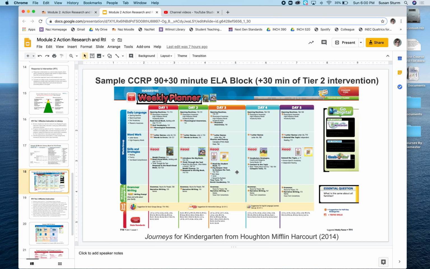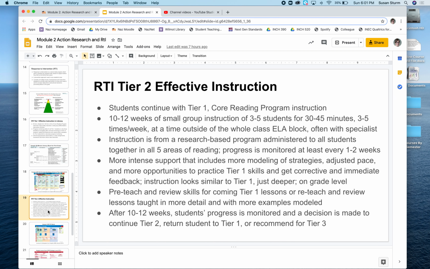Lots of time with strategies that are focused on for the whole week. Then there's a writing block and some grammar work. There's that small group instruction for Tier 2, and then the state standards that are being met. So this is a sample of the Journeys program and what would satisfy Tier 1.